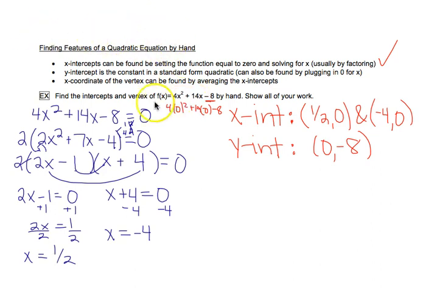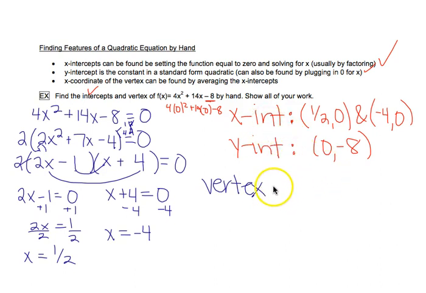Now we're going to find the vertex. So we found both the intercepts, check. Now we're going to find the vertex. So the x-coordinate of the vertex can be found by averaging the x-intercepts. Now, in a previous video, you were taught another way to algebraically find the vertex. So this is just giving you another option here.